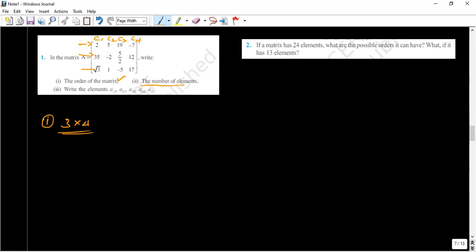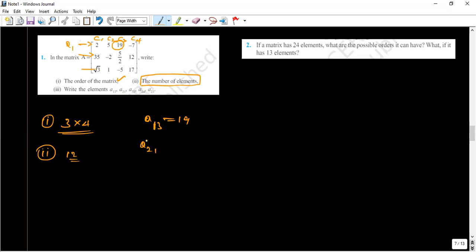The number of elements. How can you find out the number of elements in a matrix? I told you already, you just multiply these two numbers, you will get the number of elements. 3 times 4 is 12. There are a total of 12 elements in the matrix. Write the elements A13, A21. They are asking what is the element A13. I told you the first number tells us the row, the second number tells about the column. 13 means first row, third column. A13 is 19.